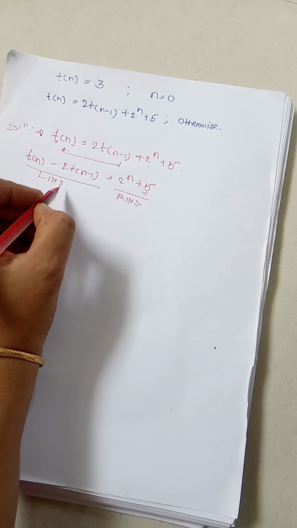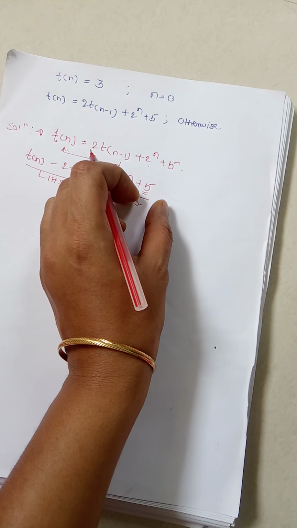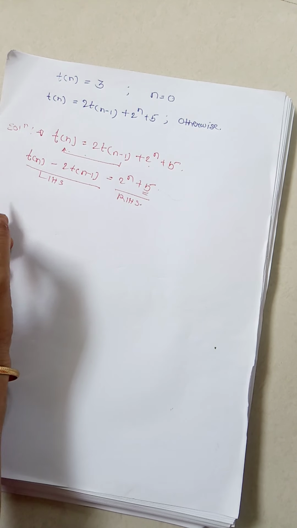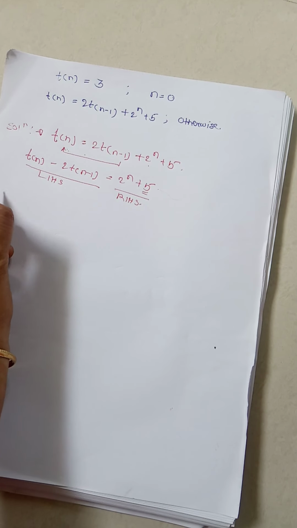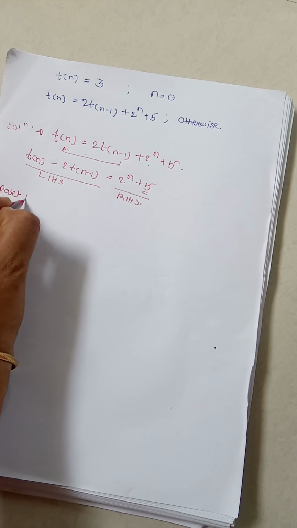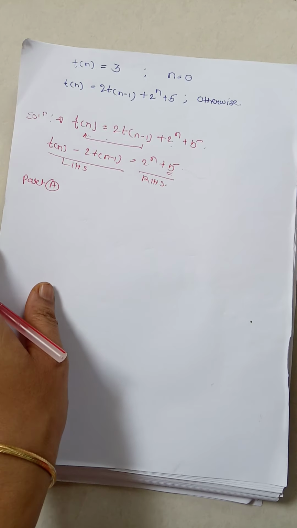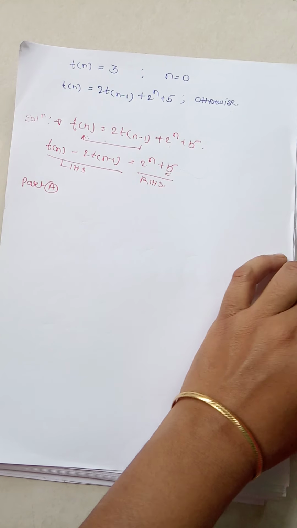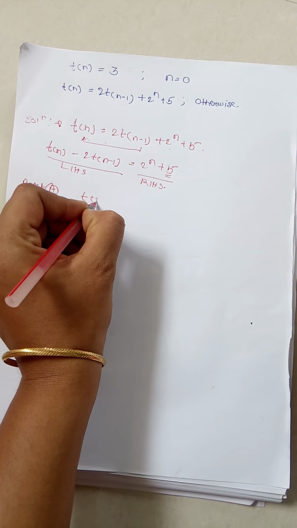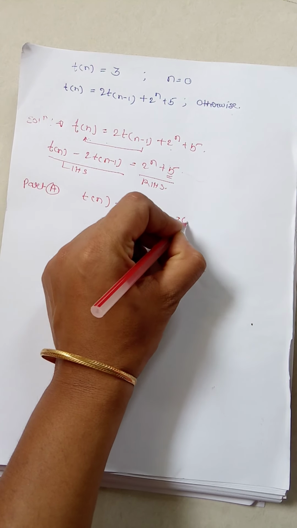Fine. That's why we will first of all find the root of the LHS part, then we will find the roots of the RHS part, then we will write the generalized equation for it. Fine. So first of all the LHS part, that is called part A. We will solve it using our traditional method, that is the characteristic root method. Fine. So first of all T of n minus 2T of n minus 1 is equal to 0.